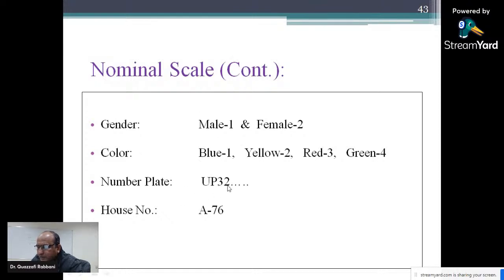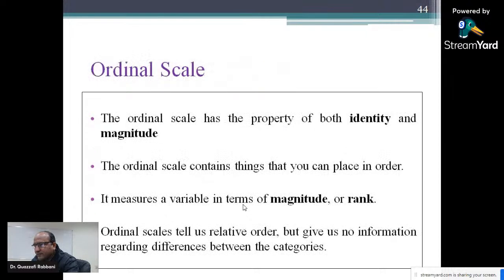Similarly, the number plate, house number, and so on. These are examples of the nominal scale. Now the second scale is ordinal. Nominal and ordinal are both qualitative data. Ordinal uses a number which identifies the variable as well as its magnitude.